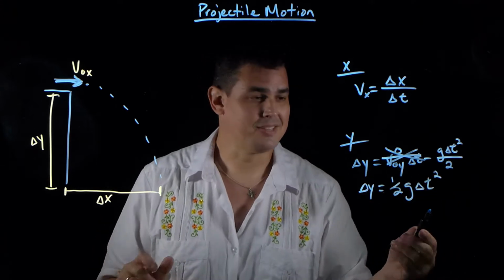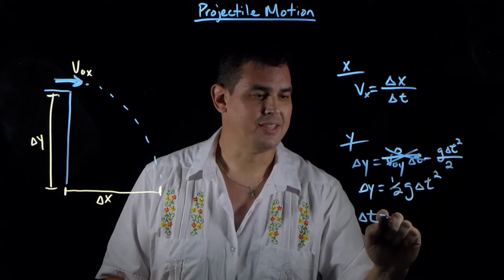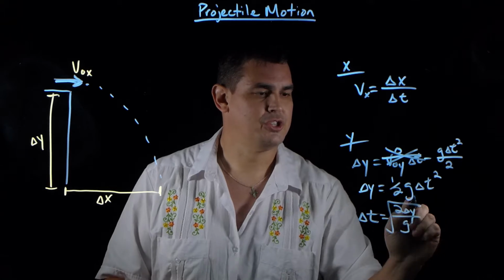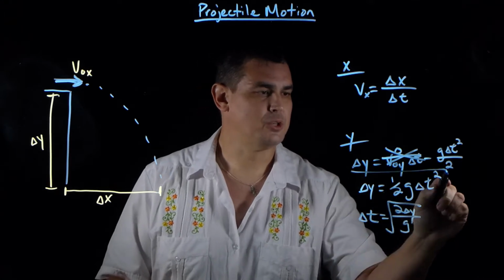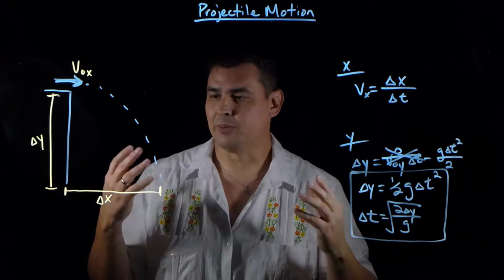And then we talked about this in class. If I rearrange this equation, I can make it really useful and say the time is the square root of 2 times the height over g. So these are my two y equations, and here's my x equation. Okay, so let's do an example.